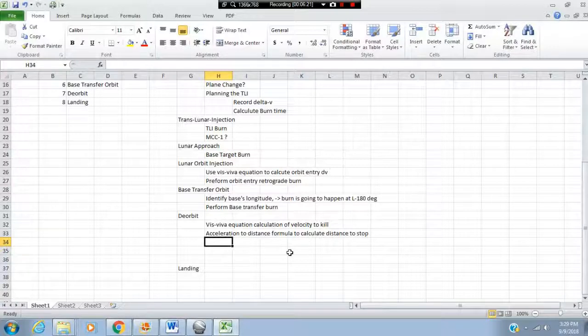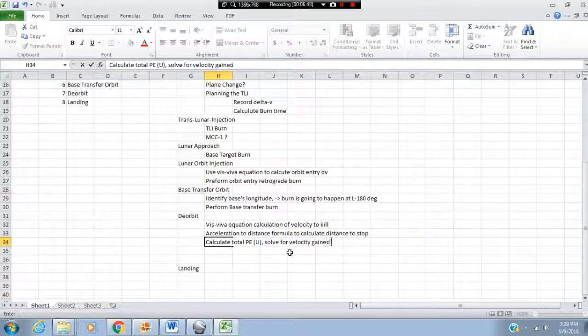And then once you're in that configuration where you've now stopped, you're going to calculate total potential energy, which is known as U. And then we're going to solve for velocity gained in K, our kinetic energy. And that's pretty important because that's going to tell us exactly how fast we're going to be going when we get to the ground. That'll tell you roughly when you should begin slowing down.